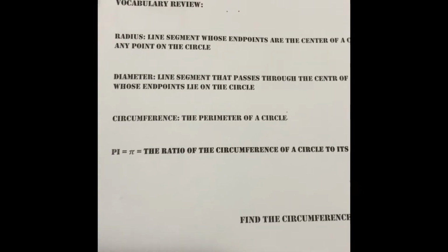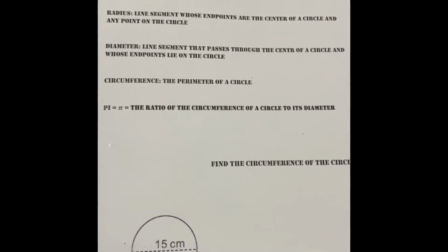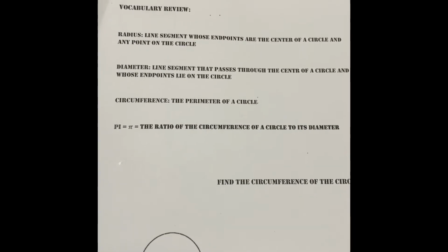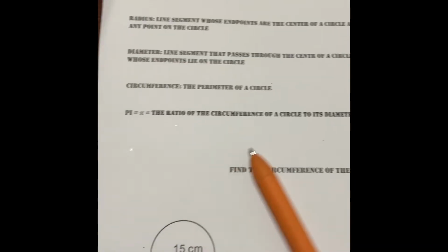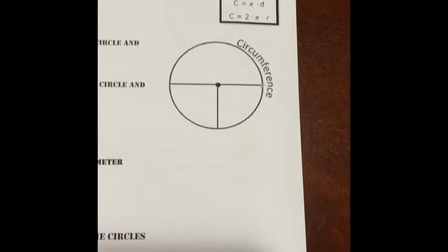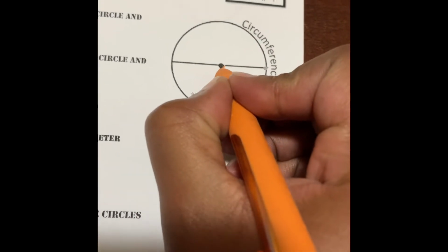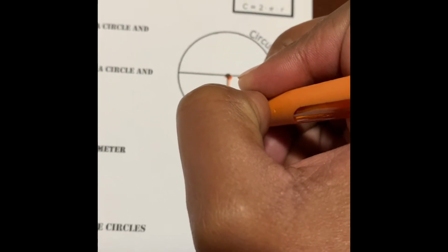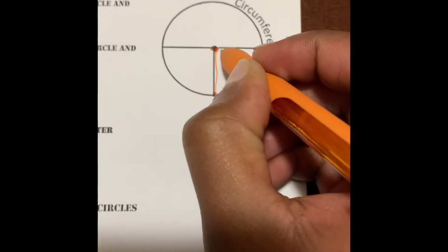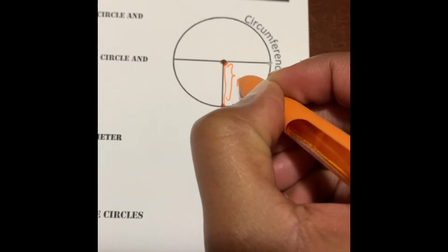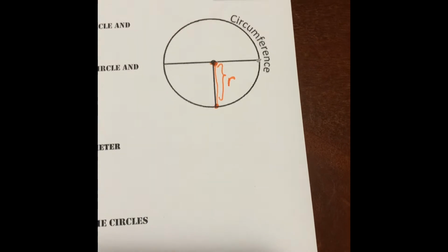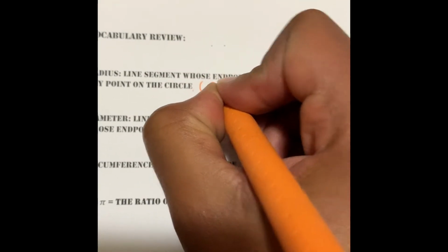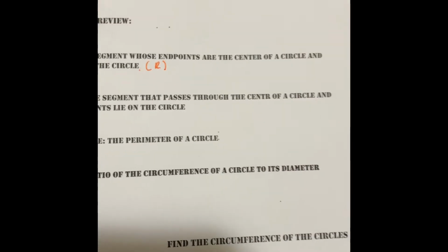Okay, so vocabulary review. Remember, yesterday we said a radius is a line segment whose endpoints are the center of a circle and any point on the circle. So if I come to my circle, this is the center. And if I draw this line, another point is on the circle. So this whole piece now is my radius. That's denoted by the lowercase r. So here, up here for my vocabulary, I'm going to put an R because that stands for radius.